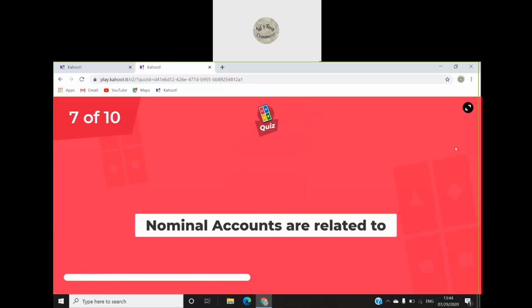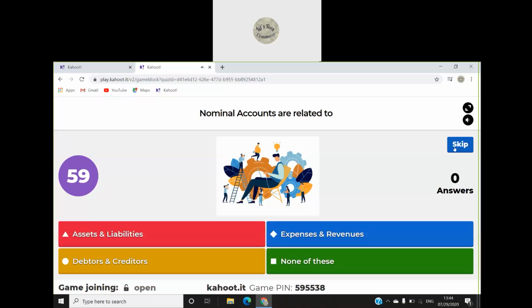Question number 7 I am reading. Nominal accounts are related to option A, assets and liabilities, option B, expenses and revenues, option C, debtors and creditors, option D, none of these. If the question is not coming on your screen, because of internet, you can ask me.